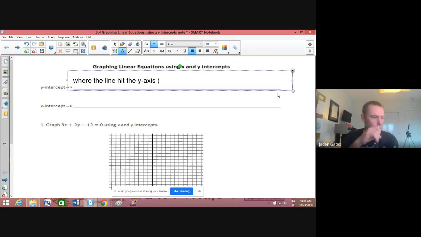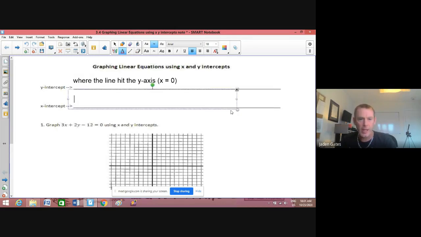Now, there's something also very special about that: the x, and this is something we looked at when we were finding the equation using a table. The x is always equal to 0 at that spot where your line hits the y-axis. And in a similar way, your x-intercept is where the line hits the x-axis. And the special thing about the x-intercept is that the y is equal to 0. And that's an important fact that we're going to use.